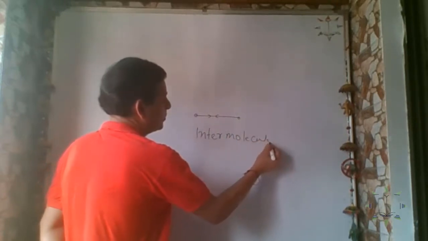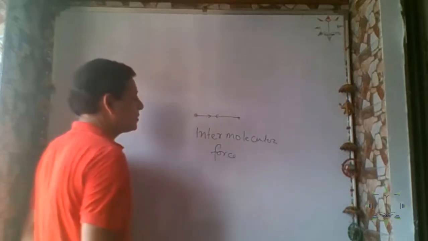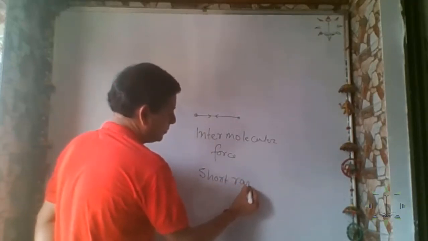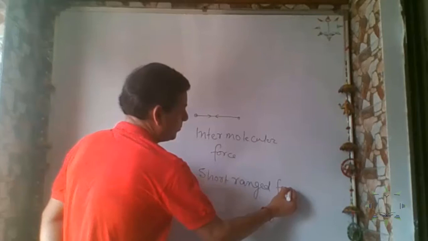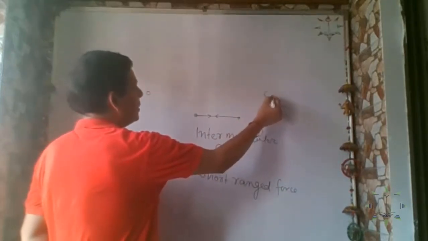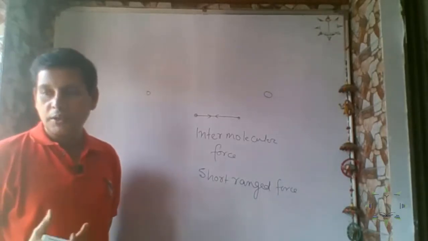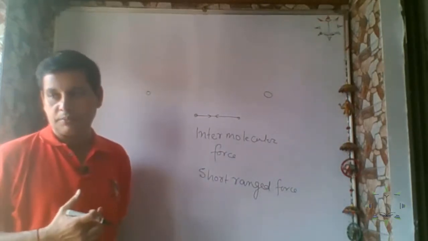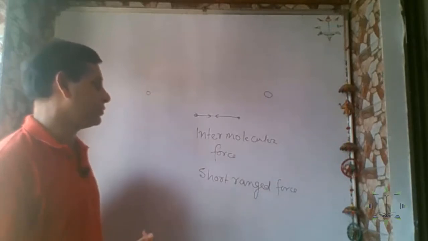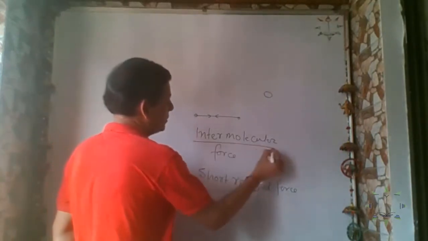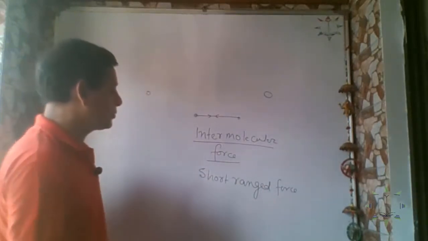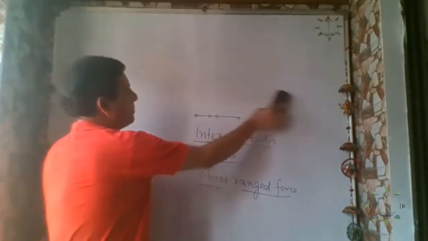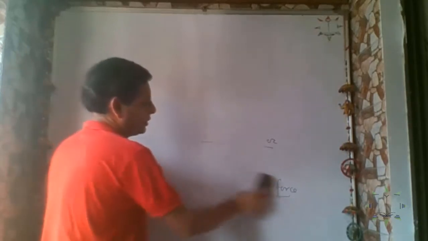Intermolecular force. This is a very short range force. What is short range force? If we keep the molecules far away, then this force will not be felt. Okay, this force comes into play only when the distance between them is very small, then only this force is effective. So a molecule attracts other molecule with a force. This force is called intermolecular force, and the intermolecular force is a short range force. This is clear?